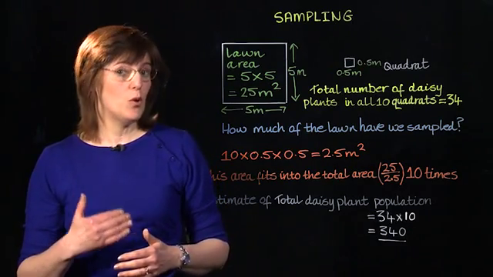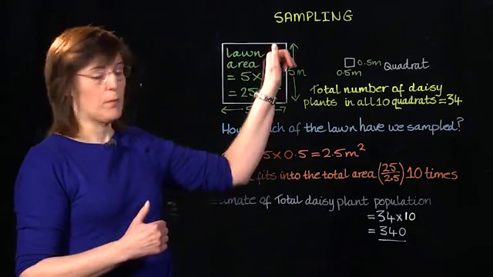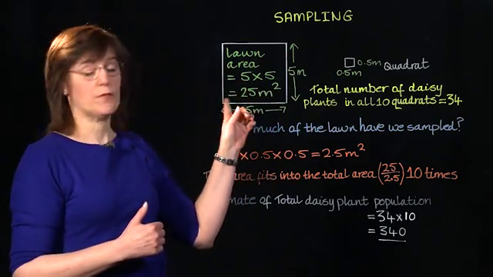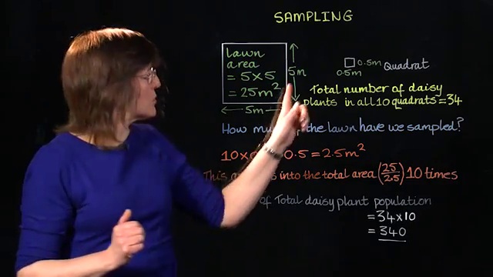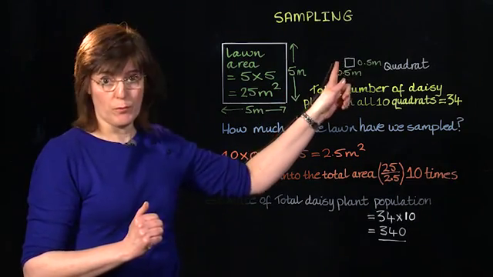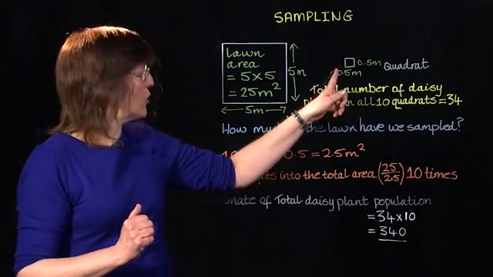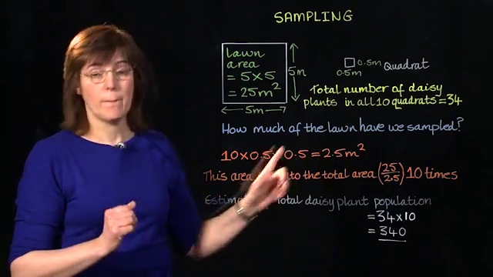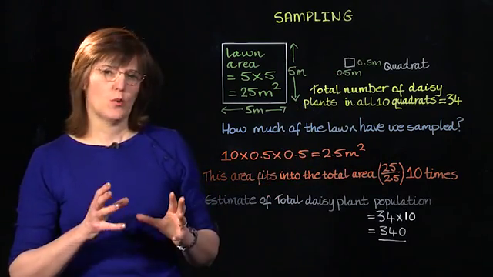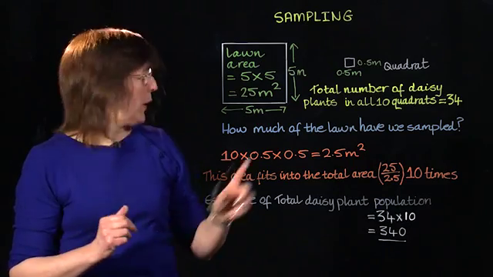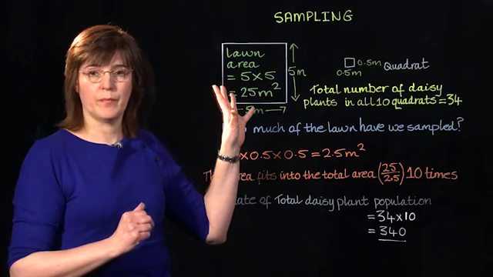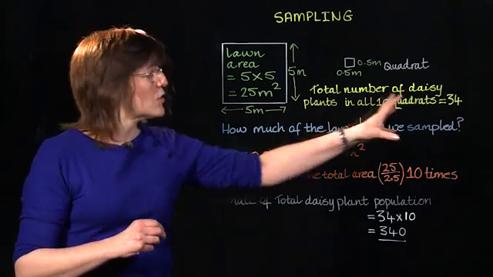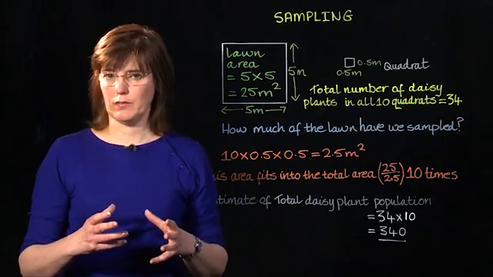Now the area of the lawn was 5 metres by 5 metres, 25 metres squared. But the quadrat we used was only 0.5 by 0.5 metres, so it was only 2.5 metres squared. So the quadrats were quite small. In fact, 100 of them would have fitted in the whole lawn. So now we've got our sample of 34 daisy plants.